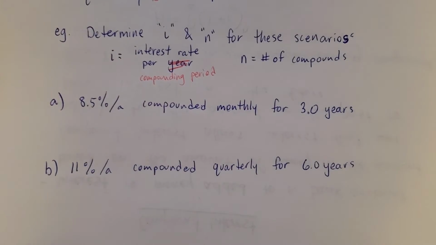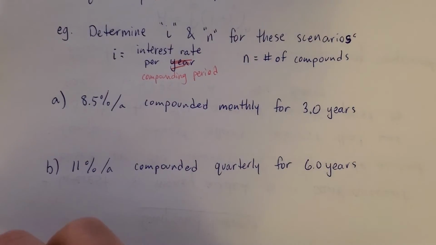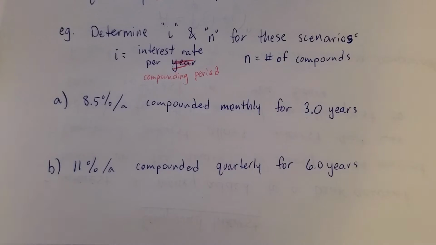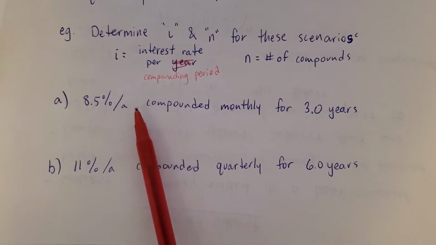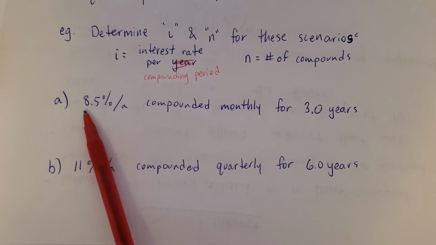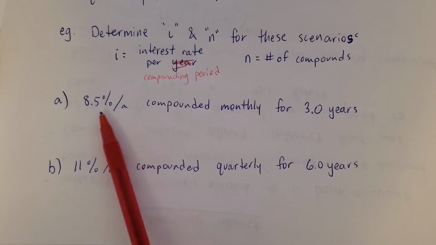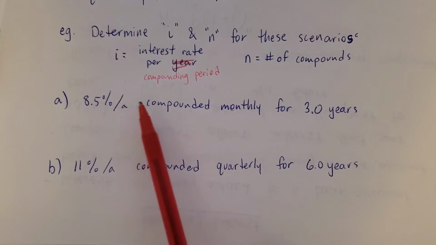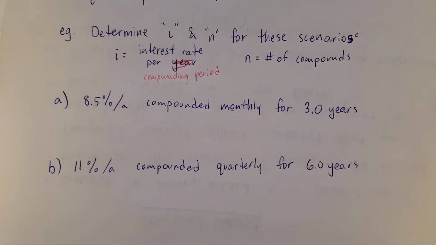So this is what it could look like. I'll explain what this means. This is 8.5% slash A. That's how you'll see a lot of bank accounts advertise. It's 8.5% annually, so per year, compounded monthly for 3 years. Tomorrow you'll have to do problems to actually calculate how much money would be in this account. But for today, I just want us to figure out I and N so we'd be able to use our calculator to figure it out.